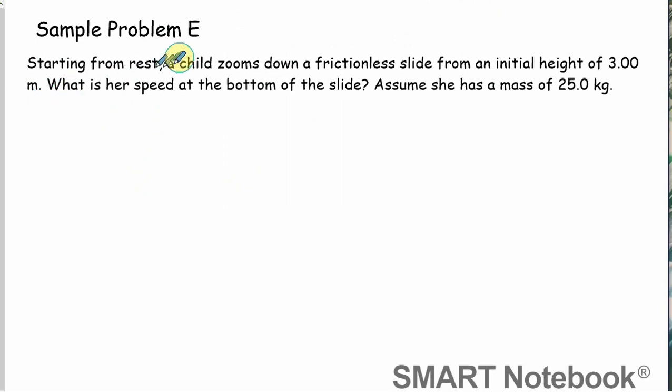So this says, starting from rest, a child zooms down a frictionless slide from an initial height of 3 meters. What is her speed at the bottom of the slide? Assume she has a mass of 25 kilograms. I'm going to draw just a basic shape of a slide, and here's the girl, legs, arms, and she's going to zip down, and down here at the bottom is where she ends up, just a dotted drawing. So this is the initial state right up here, and this is the final state right down here.